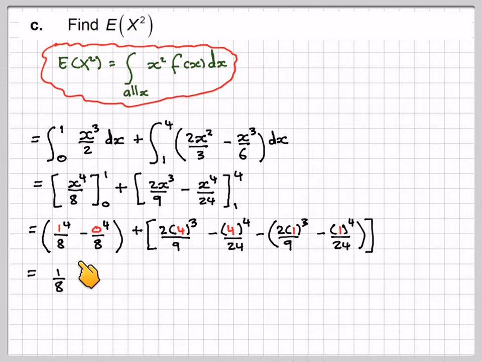This bit's just going to give me 1/8. This is going to give me 128 over 9, and from here I'm going to get 32 over 3. Plus 2 minus 2/9, and when I take that minus sign in the bracket here, I get plus 1/4, so a bit of care is needed. So that gives me 7/2. Again, I can go to my calculator and work that out.